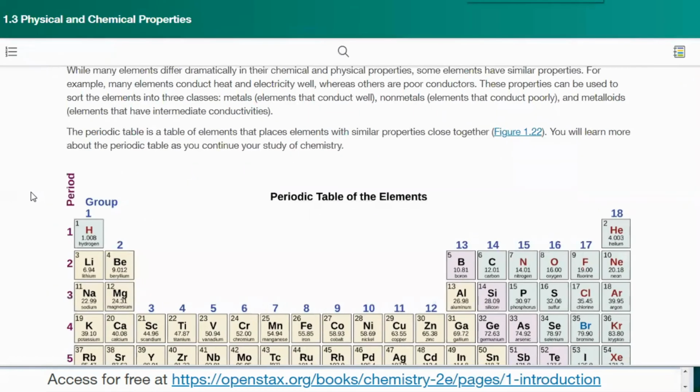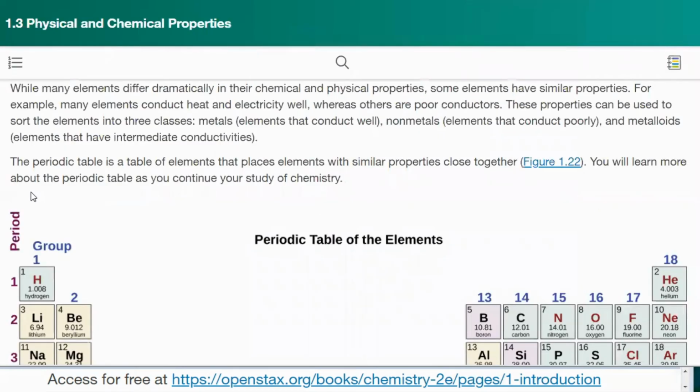While many elements differ dramatically in their chemical and physical properties, some elements have similar properties. For example, many elements conduct heat and electricity well, whereas others are poor conductors. These properties can be used to sort the elements into three classes: metals, elements that conduct well; nonmetals, elements that conduct poorly; and metalloids, elements that have intermediate conductivities. The periodic table is a table of elements that places elements with similar properties close together. Figure 1.22. You will learn more about the periodic table as you continue your study of chemistry.